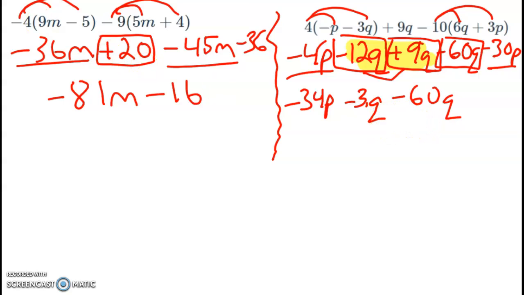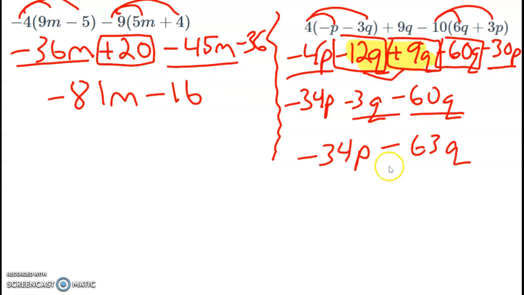Now I'm going to add these last two q's together. And I get negative 34p. I bring that down. Negative 3q and negative 60q is negative 63q. And that's my final answer.